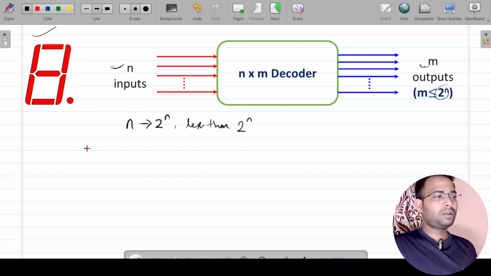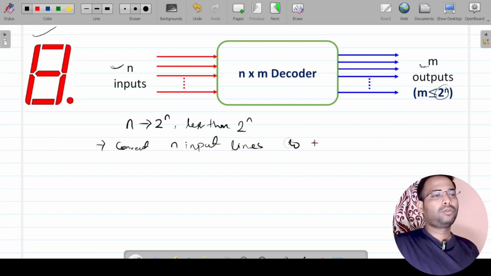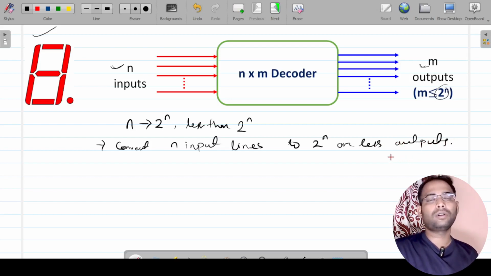Now what can a decoder do? A decoder is implemented when I have to convert n input lines to 2 to the power n or fewer outputs. When I have this conversion problem, we use a decoder. Why is it called a decoder? Because from a small number of inputs, I am increasing the number of outputs. Basically, I am decoding a message. A message is coded with a small amount of information, but you are decoding that into a higher amount of information. That's why it is called a decoder.